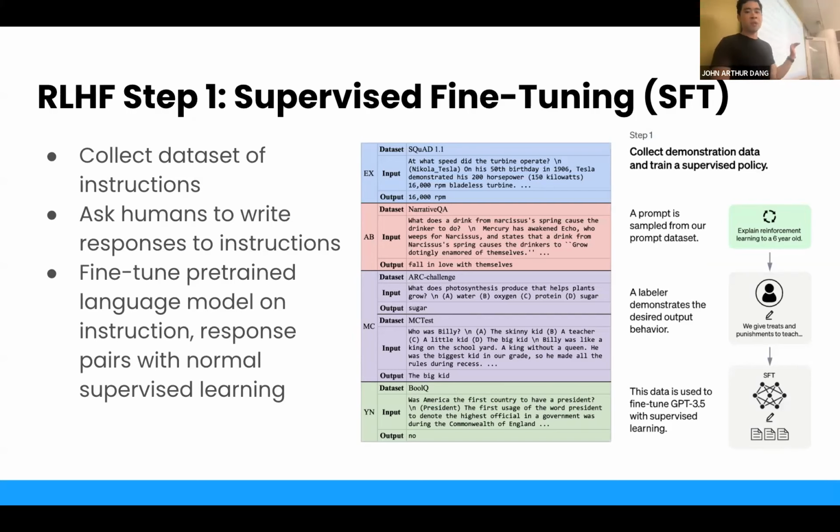Okay, step 1, this doesn't involve RL. This is just supervised fine-tuning. This is an example of the data sets that they use to do supervised fine-tuning. For instance, it might be a multiple choice question or some other kind of logical reasoning question. The input is fed into the transformer, and it will be tasked with predicting the next tokens. With normal supervised learning, it will just be the outputs here. Very simple, just normal supervised learning.